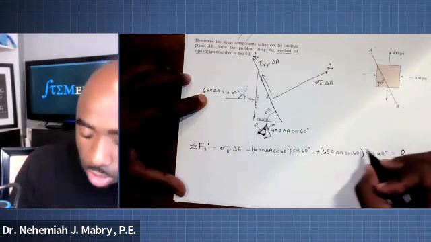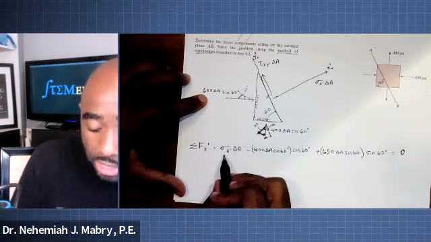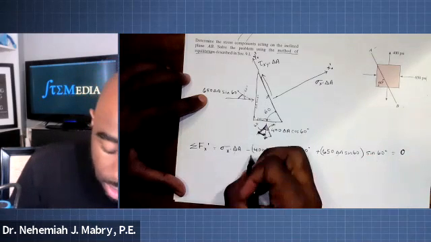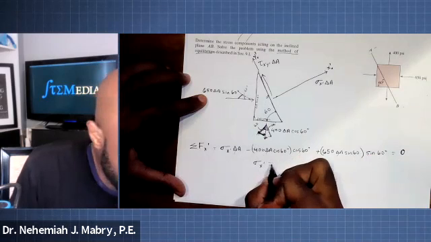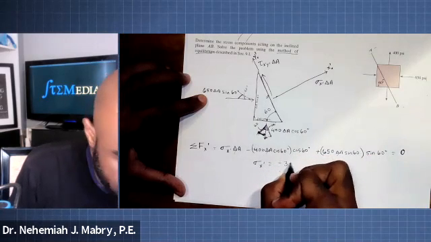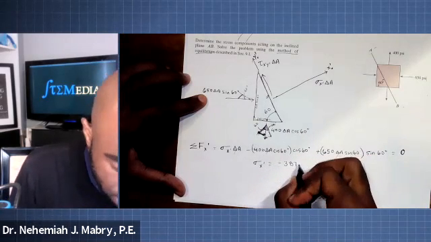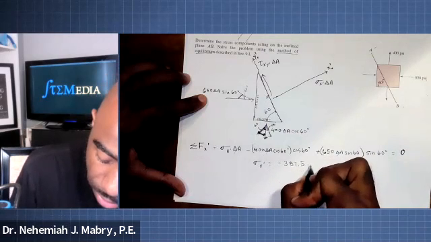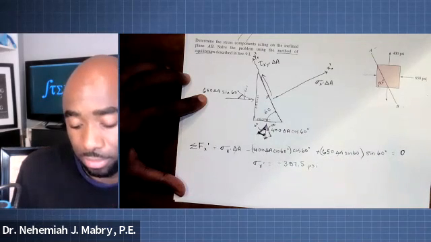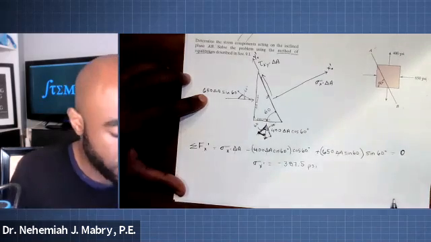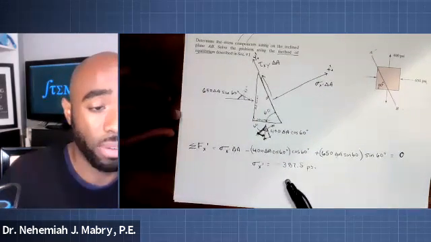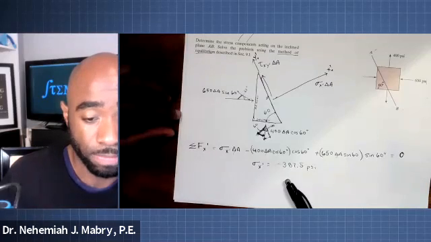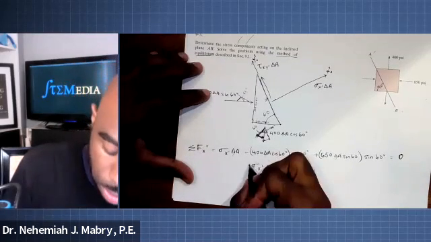Set that equal to 0. Delta A's all get canceled out. We isolate sigma sub x prime, and sigma sub x prime is equal to negative 387.5 psi. All right, so that simply means that I wrote it in the opposite direction, and it means that yeah, that is our value. That is our value in that case. So I put a square around that.